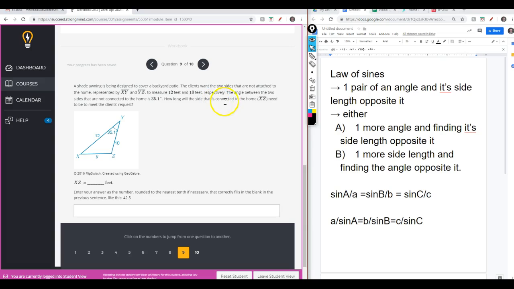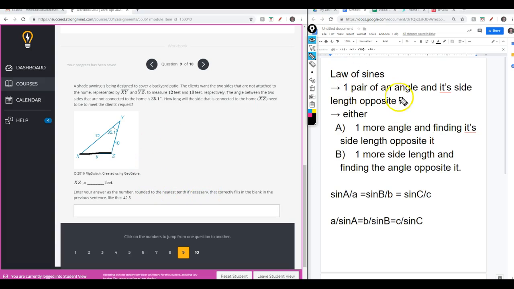How long will the side that is connected to the home, segment XZ, need to be to meet the client's request? Okay, so this is the side length that's connected to the home. It says to enter your answer as a number rounded to the nearest tenth if necessary.